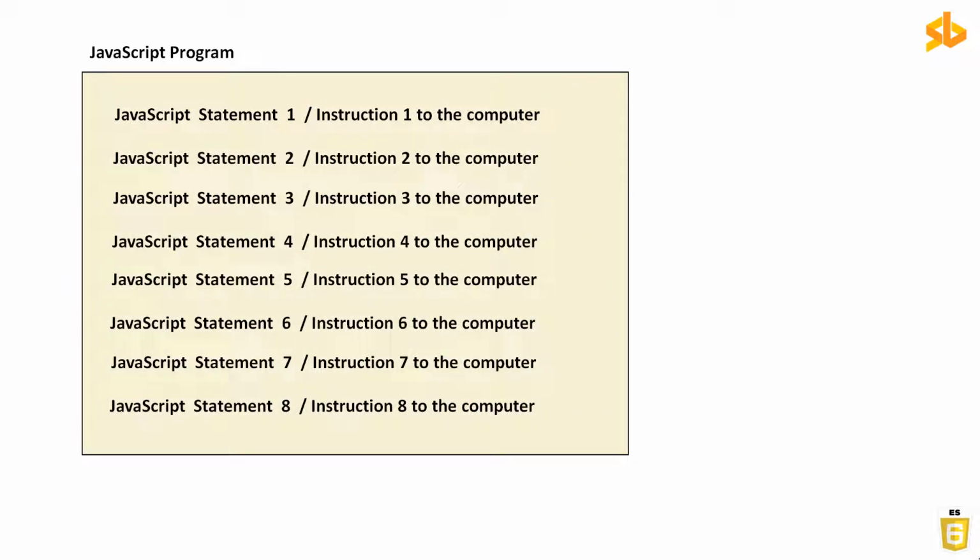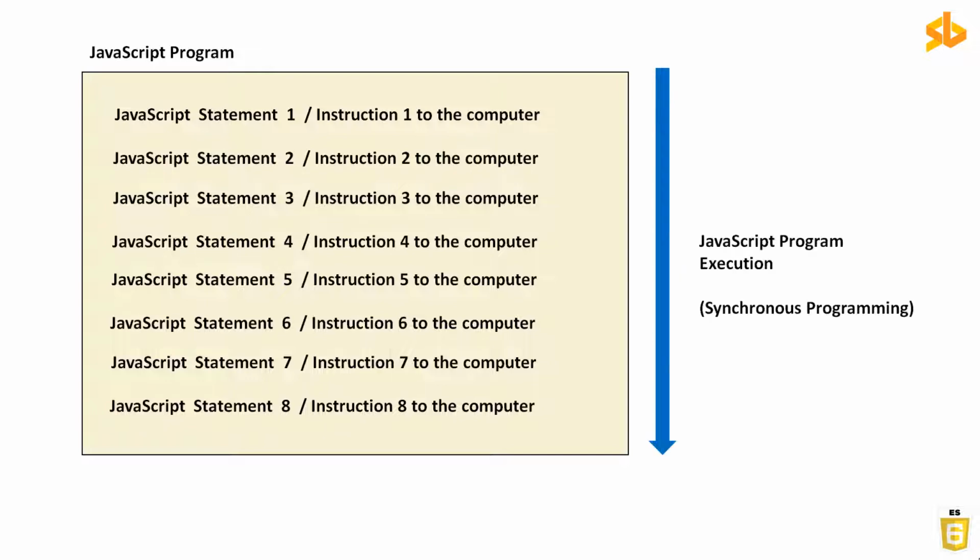When a JavaScript program is executed, by default, the JavaScript engine in the browser runs these statements one at a time, one by one, and in the same order as it is written. This is called synchronous programming.